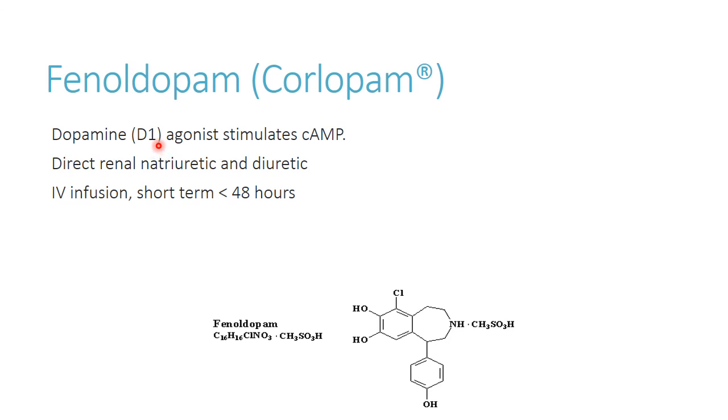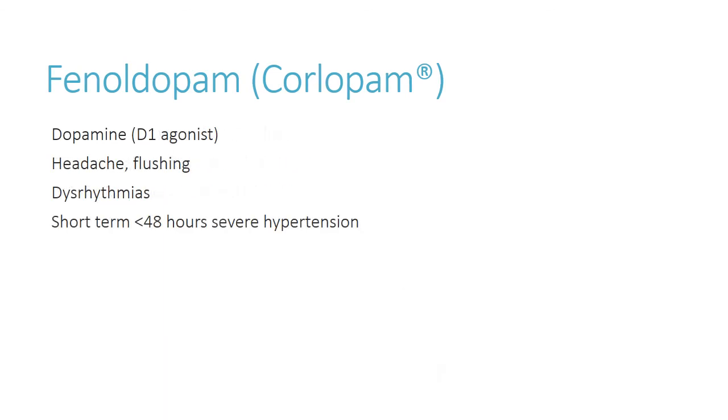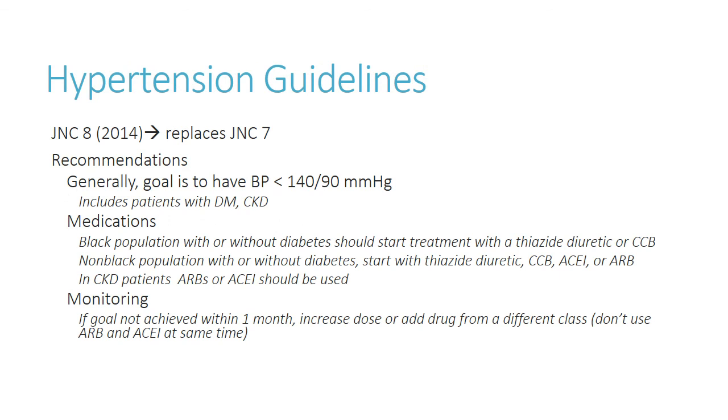Okay, we have fenoldopam. This one's actually a dopamine agonist. So dopamine within the kidneys can actually cause some vasodilation to occur. It helps with renal blood flow. So you may see this one used occasionally, but it's good for short-term IV infusions, maybe less than 48 hours, to help deal with an acute hypertensive issue while you get some other meds on board. Nothing too much with this drug.